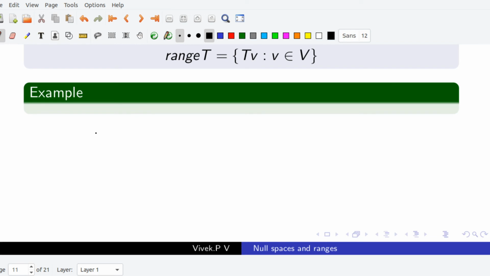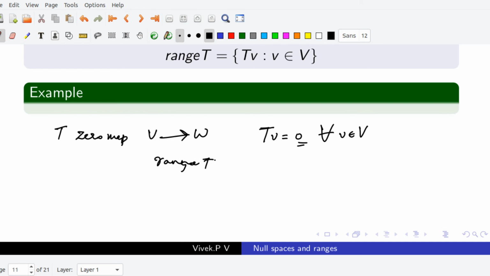First example is T is a zero map from V to W. Okay, it means T of v is always equal to 0 for every vector small v in capital V. So there exists only one vector in the range space, that is the 0. So range of T equals the set {0}.